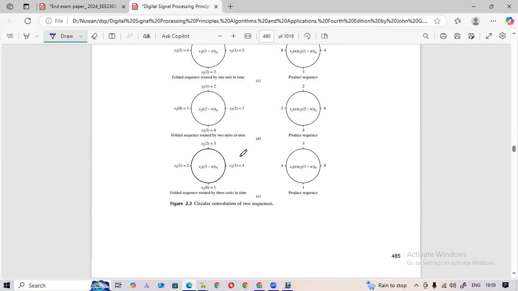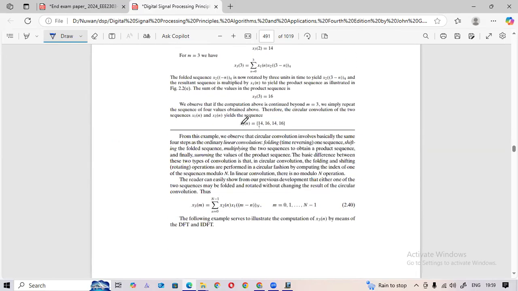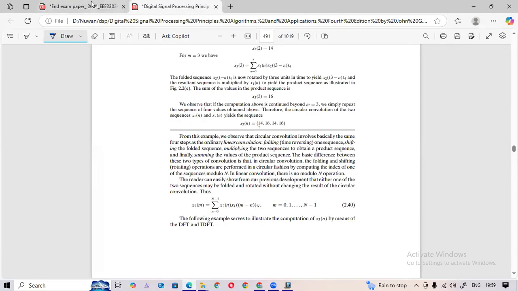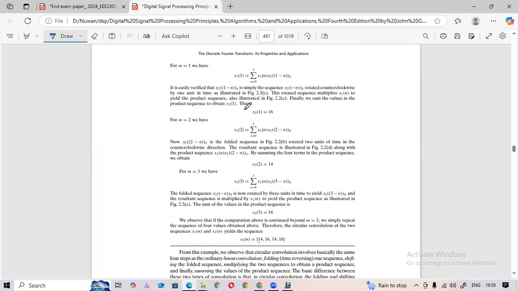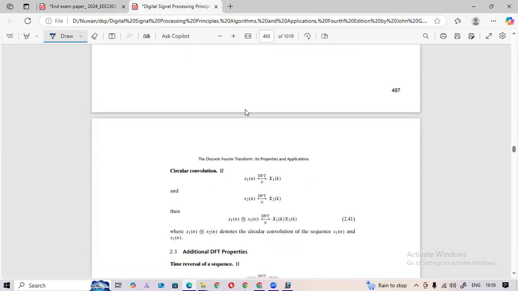This is a circular convolution. I think you don't need to focus on this one, circular convolution. But maybe in previous papers, circular convolution questions were given. I can't remember exactly. Okay, but this time, no circular convolution.